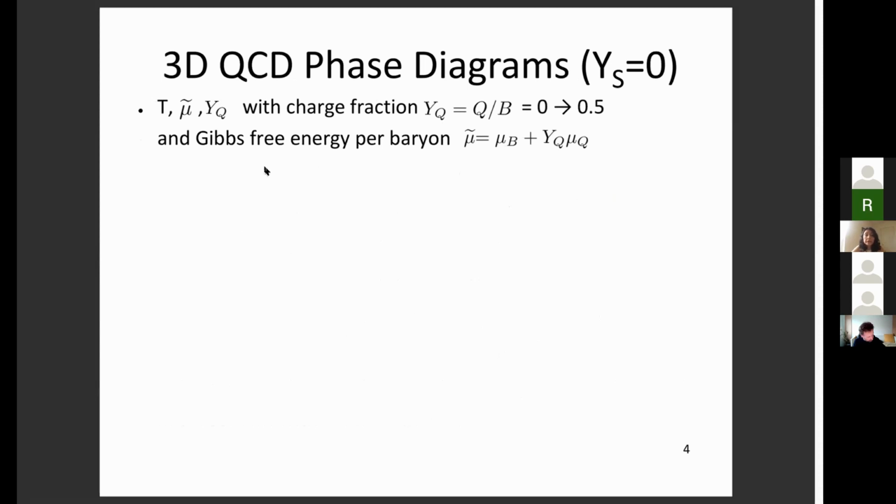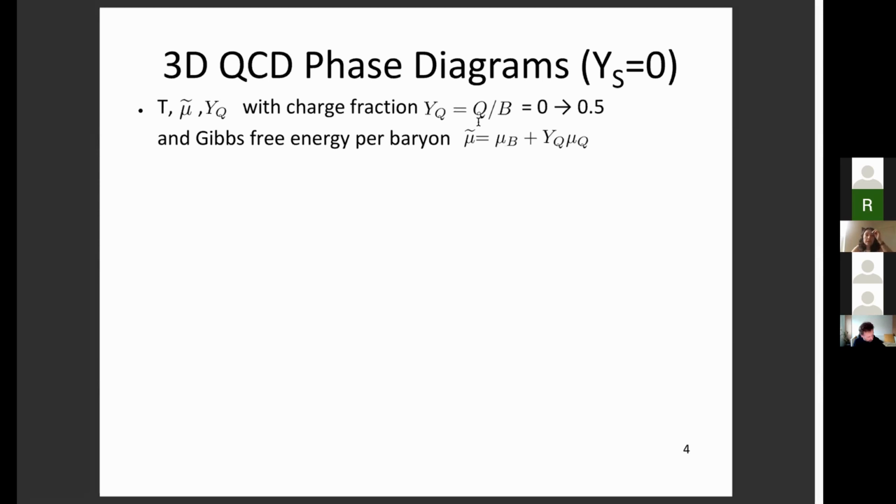And I'm going to show phase diagrams as a function of temperature, charge fraction, which here is just the amount of charged baryons or quarks divided by the total number of baryons and quarks, and the Gibbs free energy. So the Gibbs free energy is the quantity that will be the same on both sides of the deconfinement phase transition when you have an external quantity like charge fraction being fixed. The chemical potential will not be. So this is the quantity that will be taken if you take a derivative of your potential with respect to the number of baryons.